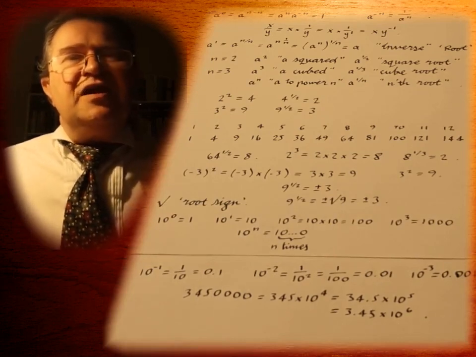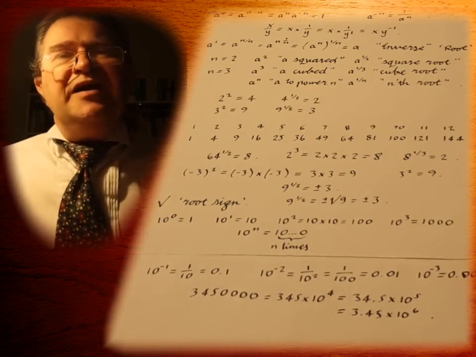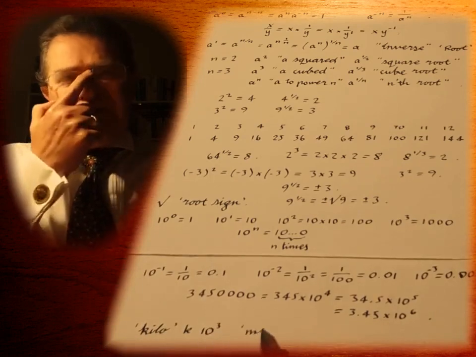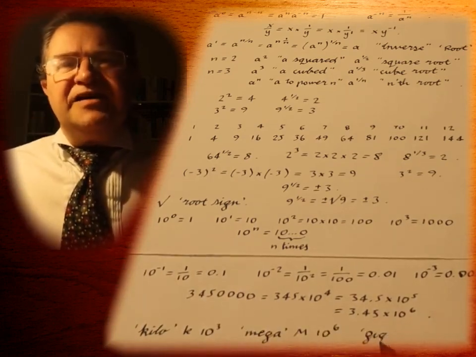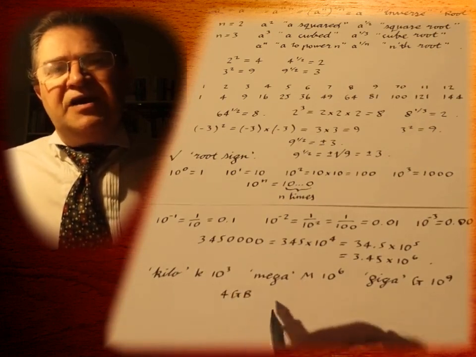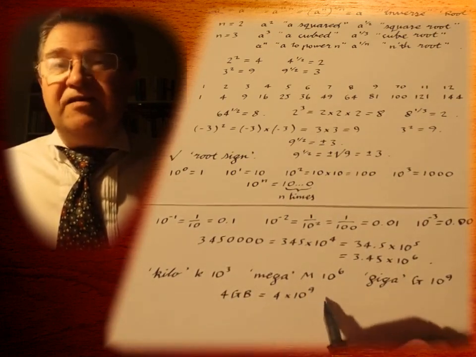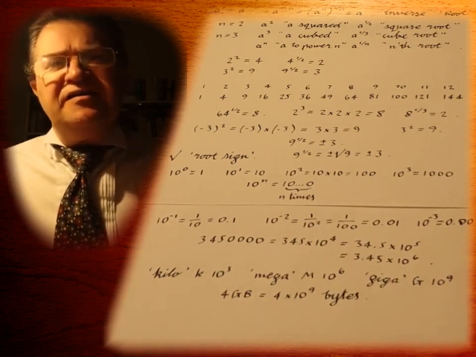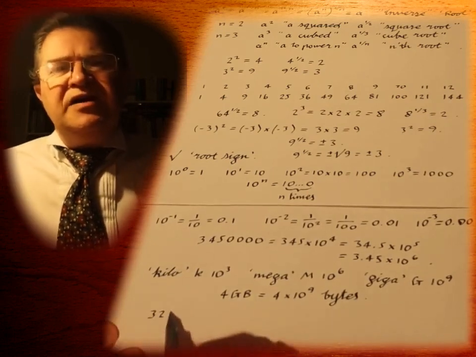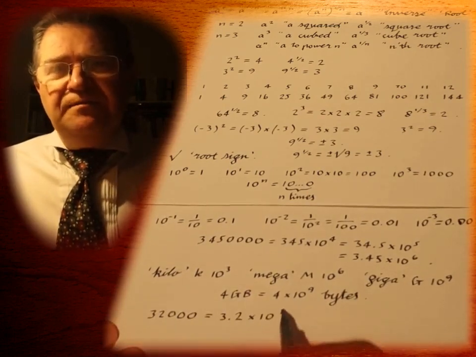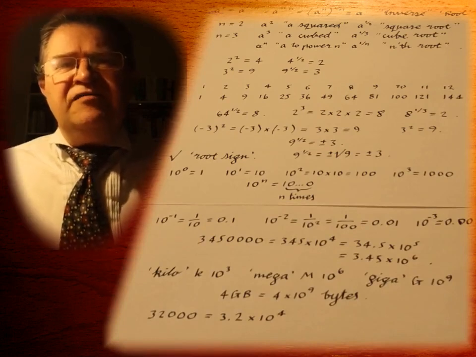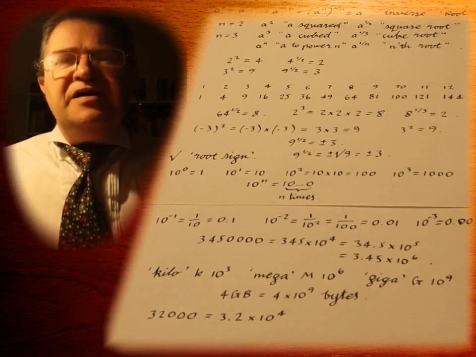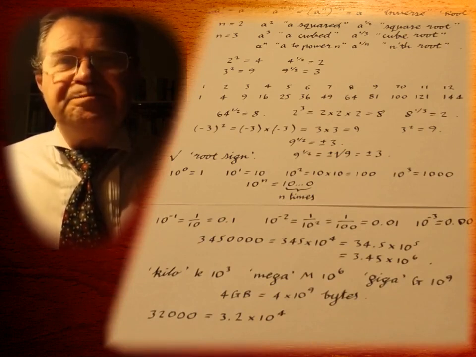Scientists would usually choose the latter representation, in which the index of 10 is a multiple of 3, corresponding to suffixes like kilo, mega, giga, etc. 4 gigabytes means 4 times 10 to the 9 bytes of computer memory, for example. It should be noted that the GCSE syllabus states that the standard form for 32,000 is 3.2 times 10 to the 4. You've got to put the first part in the range from 1 to 10, or in other words, the decimal point has to appear immediately after the first digit.